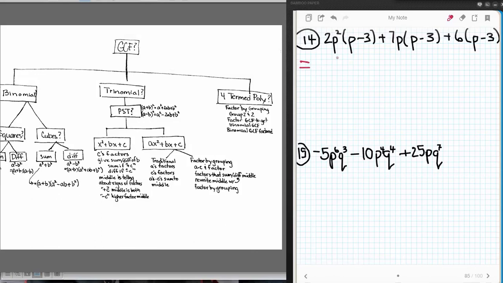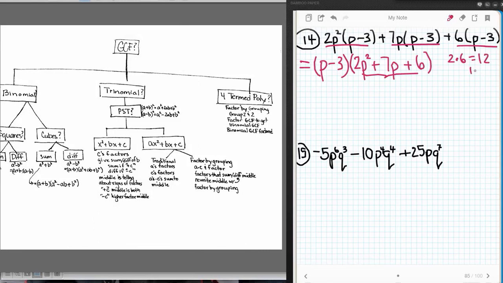The first one we see here is a GCF going on with these three terms. So I'm going to write that GCF out, p minus 3, and then I'm going to get 2p squared, and then plus 7p, and then plus 6. And then I'm going to have this trinomial to look at, so I'm going to take 2 and multiply it by 6, which is going to give me a 12, and then I'm going to look at the factors of 12, 1 and 12, 2 and 6, and 3 and 4, and I'm going to look for those factors that sum to 7. Well, the 3 and 4 can do that.